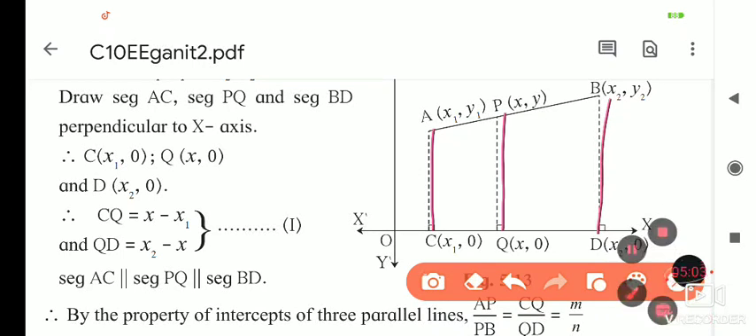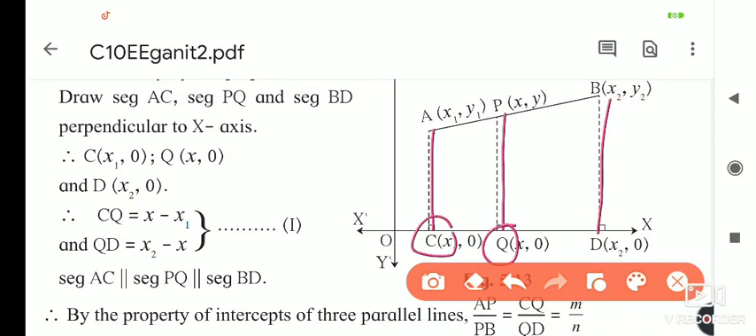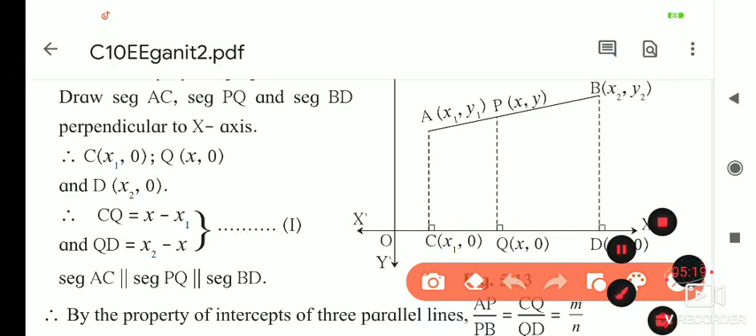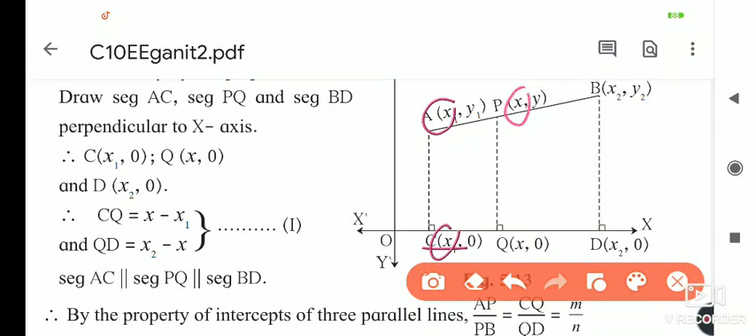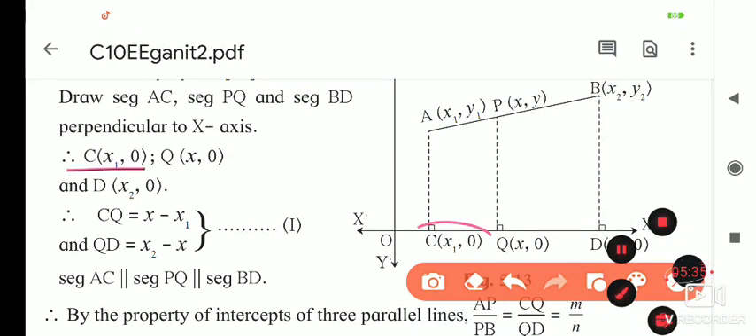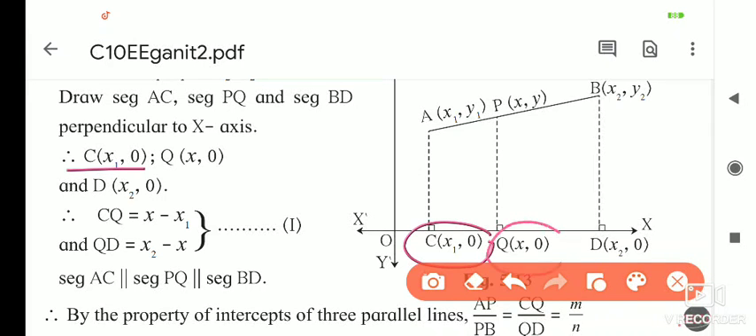Now the coordinates of point C. If you see here, point C, point Q and point D are located on the x-axis. As we know, if points are located on the x-axis, their y-coordinate is 0. So C's coordinates are x1, 0, because the x-coordinate x1 is the same for this. Here x is the same and here x2 is the same. So C's coordinates are x1, 0, Q's coordinates are x, 0 and D's coordinates are x2, 0.